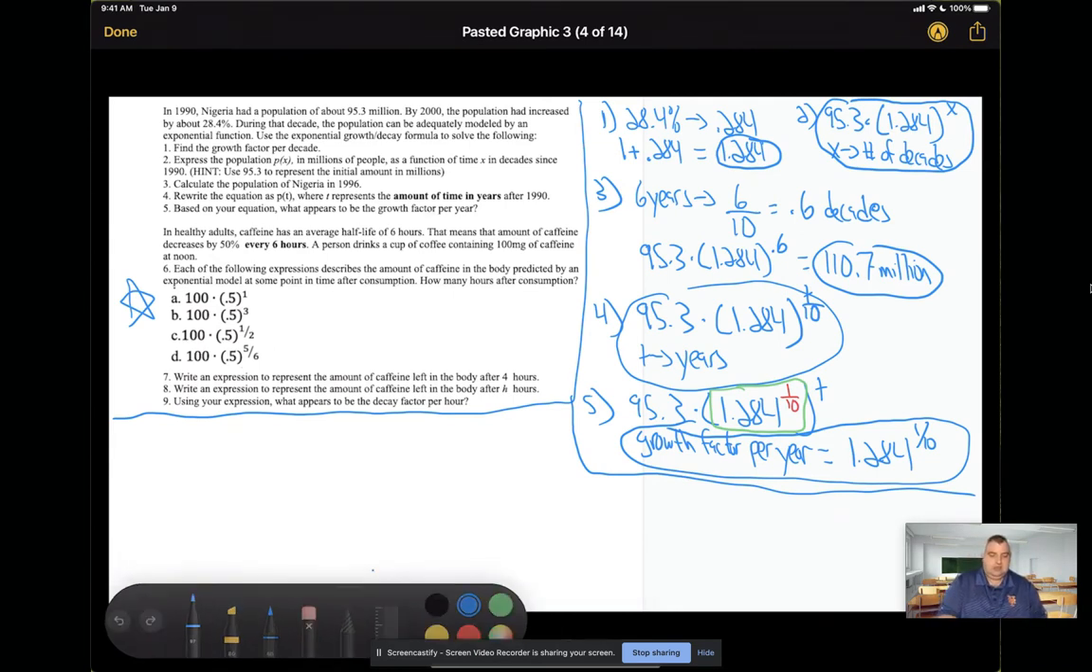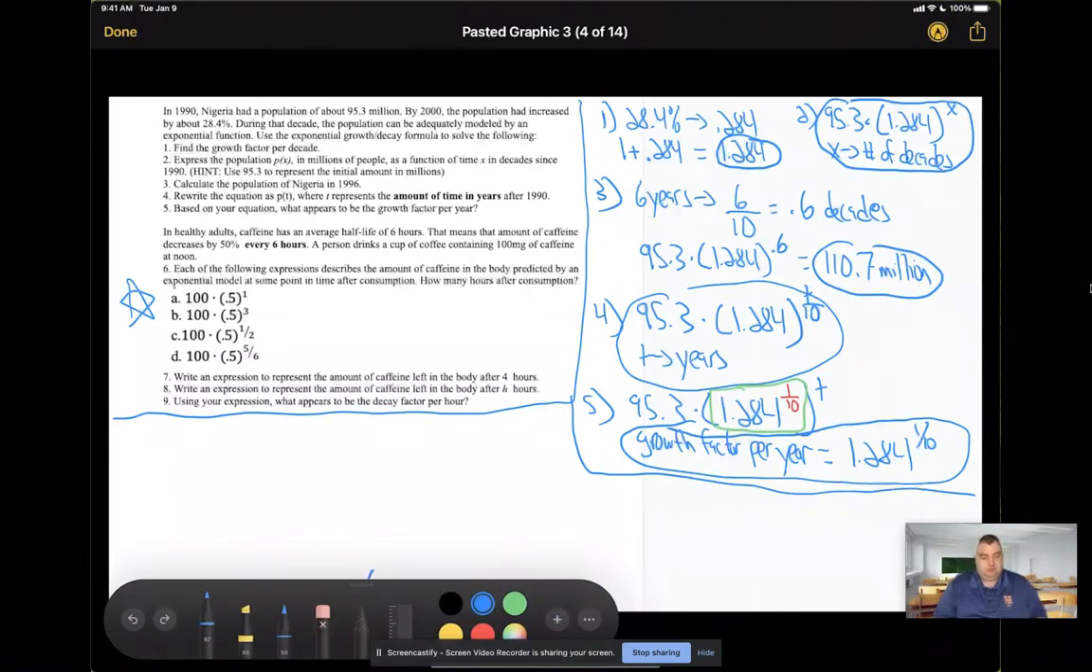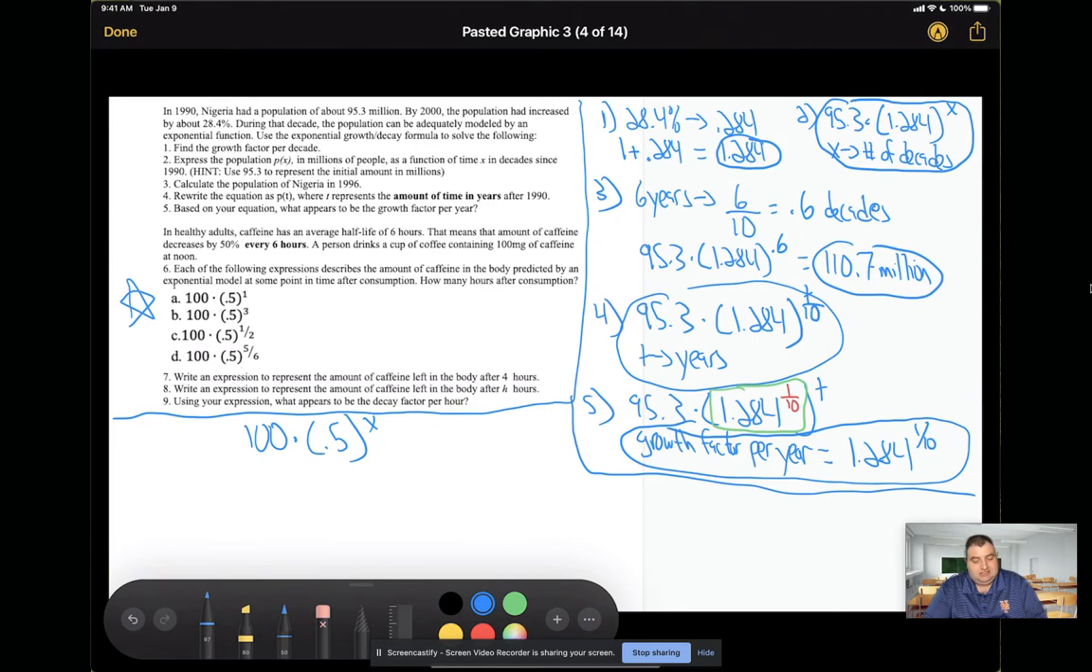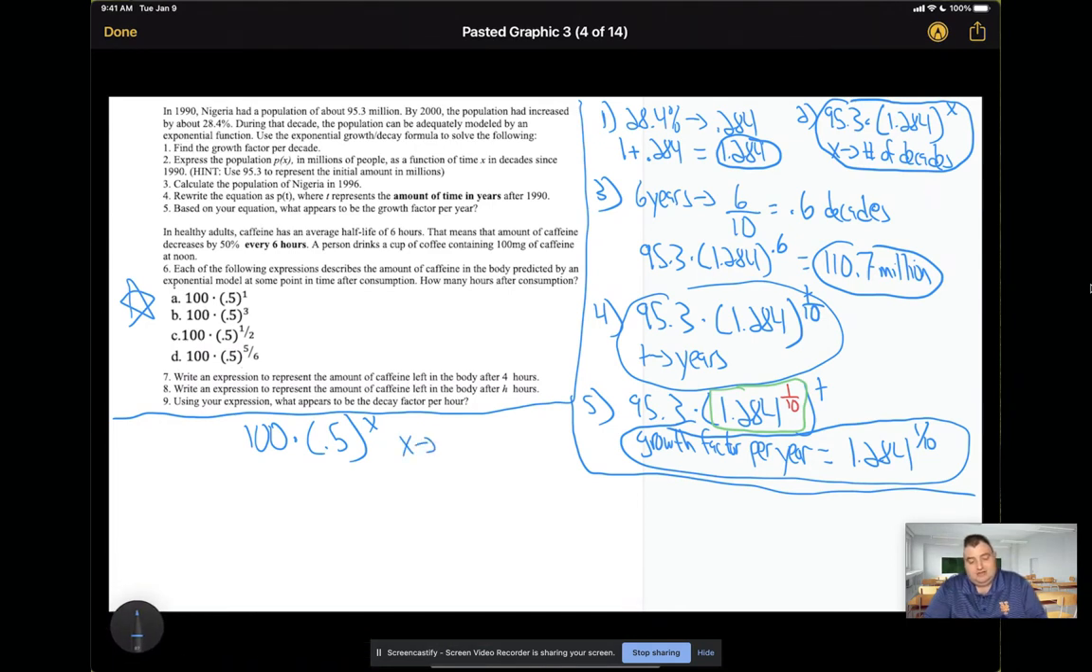Well, if I were to write an equation, it would be 100, because that's my initial value. My decay factor would be 0.5 because it's a half-life, to the power of x. Now, in this case, the half-life is 6 hours, which means that my x value here doesn't represent the number of hours. The x value here represents the number of 6-hour time periods.